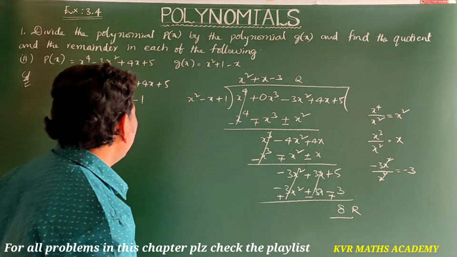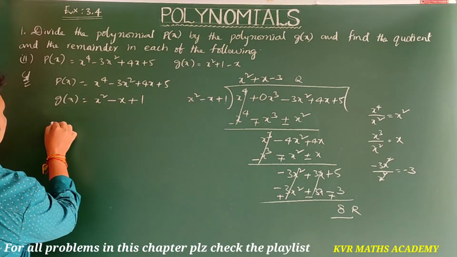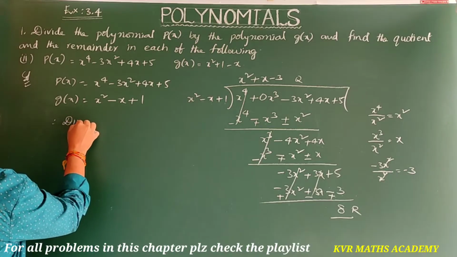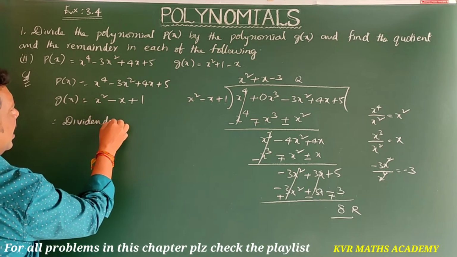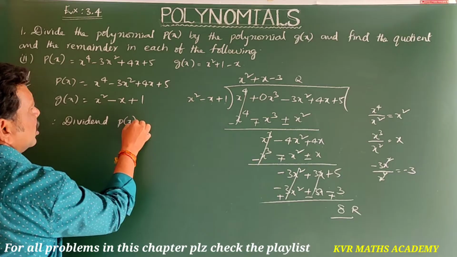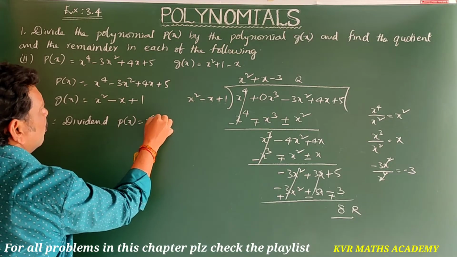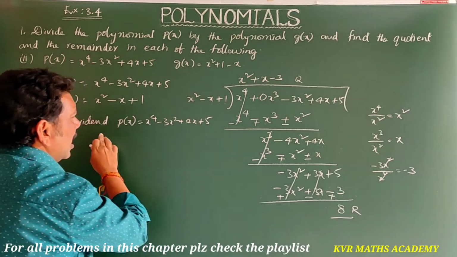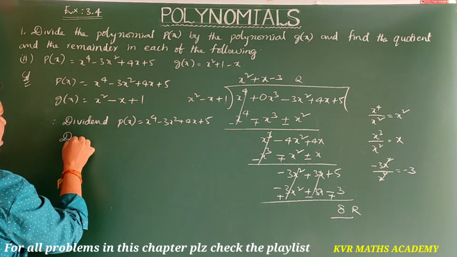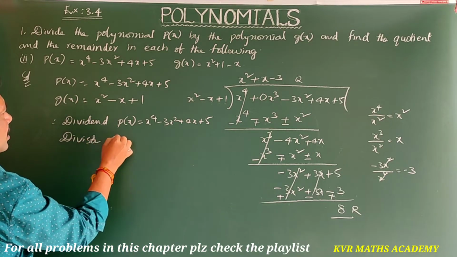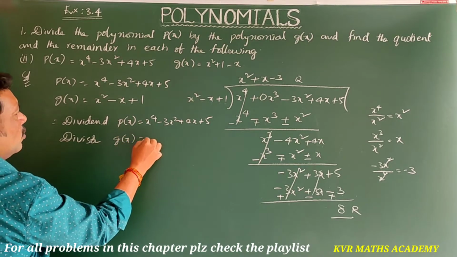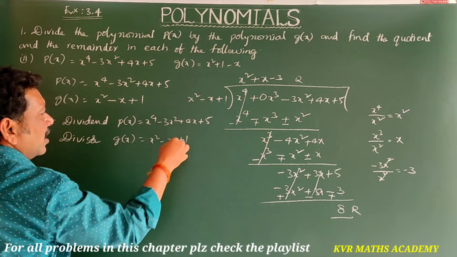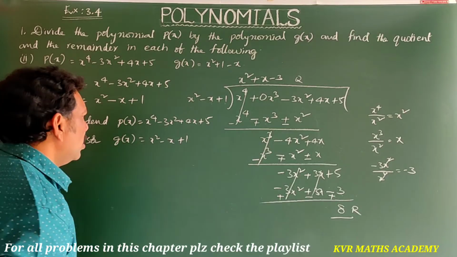Understood clearly? Now write down by the data. Therefore, dividend P of x is equal to what? x power 4 minus 3x square plus 4x plus 5. Already has given. Next, divisor g of x is equal to x square minus x plus 1. This both has given.